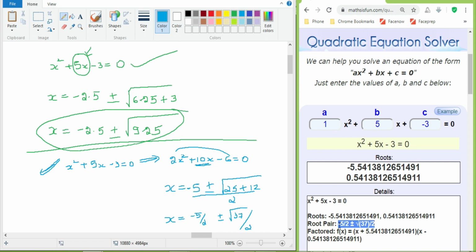You're getting it clear guys? What to do when it is odd and what to do when the coefficient of x square is other than 1. Is it clear? Will you solve one more problem?